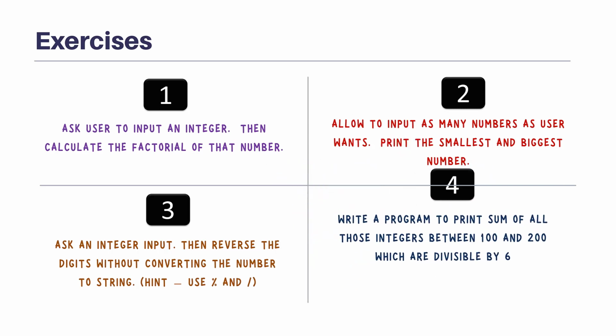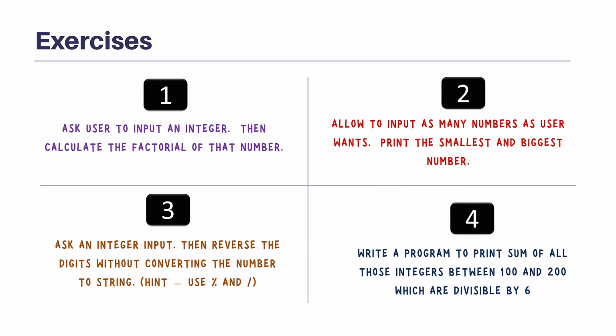In the fourth exercise, write a program to print the sum of all those integers which are between 100 and 200 and which are also divisible by 6. Let me know the outcome in the comments.